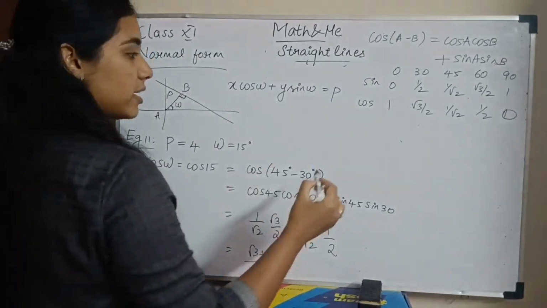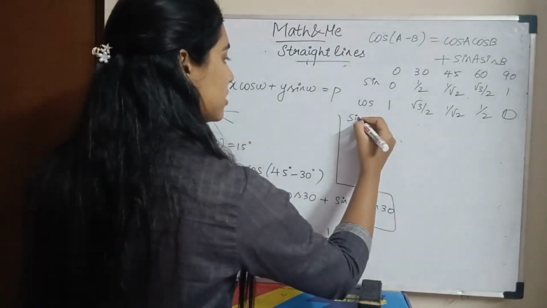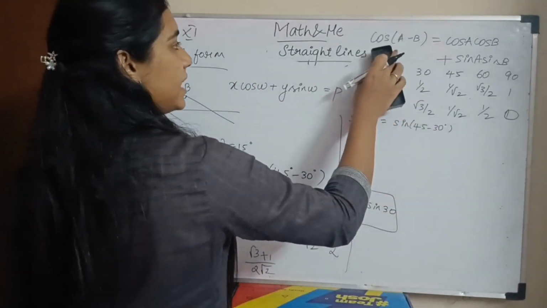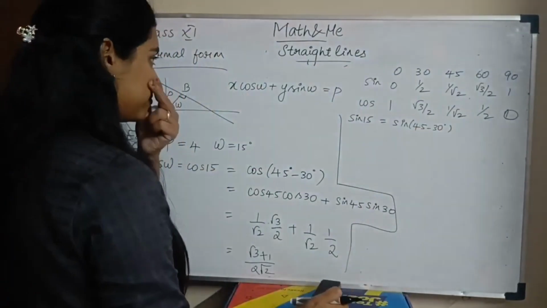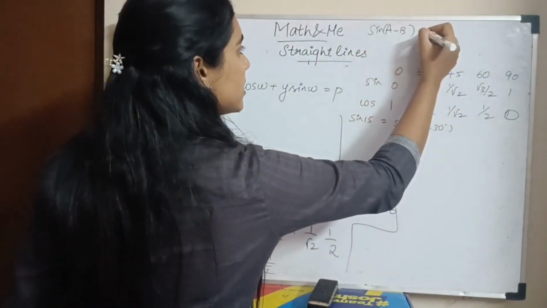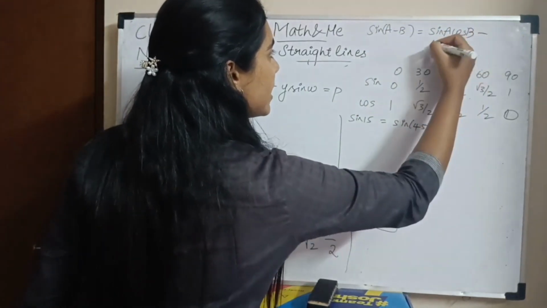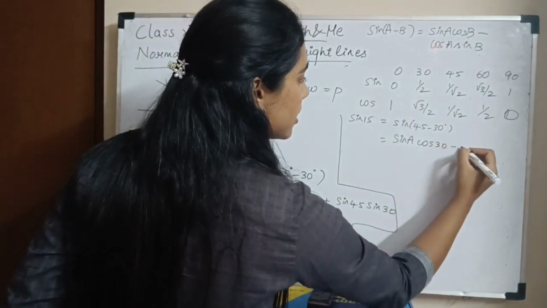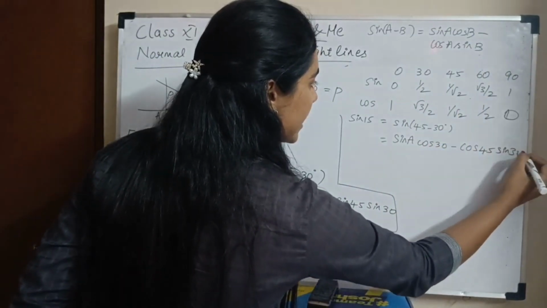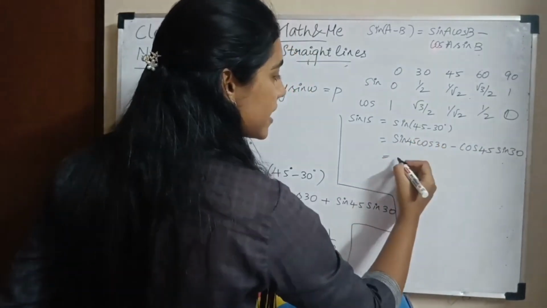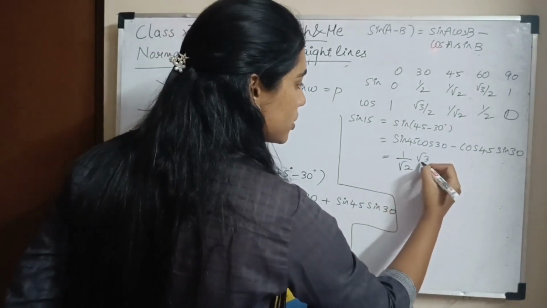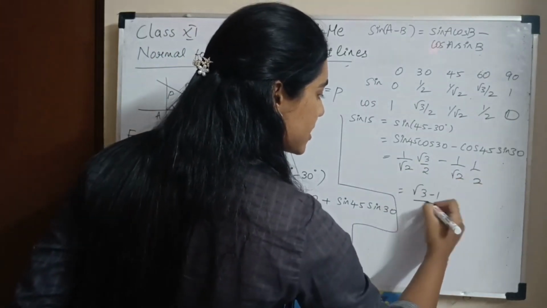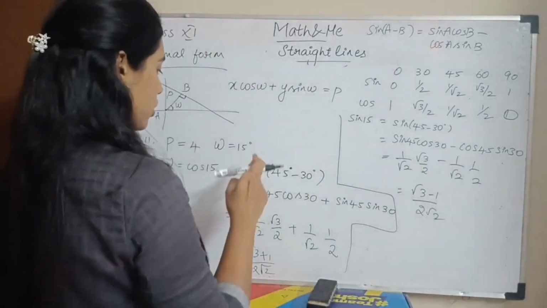Now we need to find the value of sin omega. So sin 15 equals sin of 45 minus 30 degrees. What is the formula? Sin A minus B is sin A cos B minus cos A sin B. What is A? 45. So sin 45 is 1 by root 2, cos 30 is root 3 by 2, minus cos 45 is 1 by root 2, sin 30 is 1 by 2. So what do you have? Root 3 minus 1 divided by 2 root 2. So you have found the values of cos omega and sin omega.